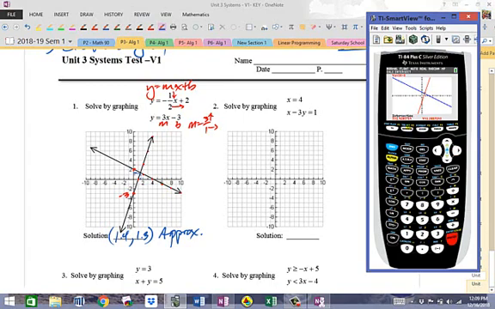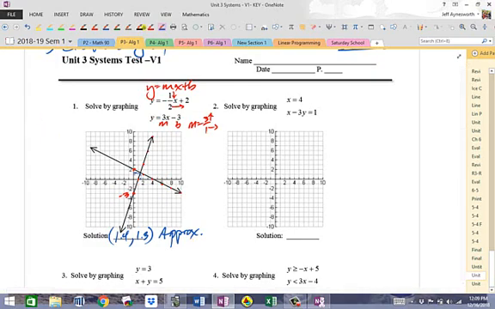All right, so this is very good according to the calculator here. I was pretty good approximating. Okay, so use your TI-84 to check your results.